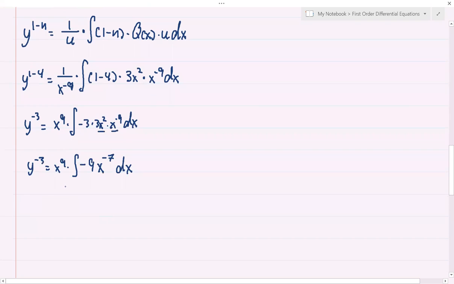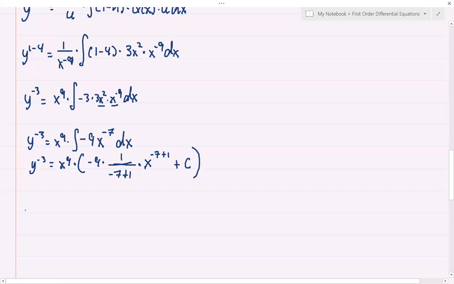So what we're going to do now is integrate this one. If you're going to get the integral for this one, we will have y raised to negative 3 is equal to x raised to 9 times quantity, for this one, negative 9 times 1 all over negative 7 plus 1 times x raised to negative 7 plus 1, and plus c.